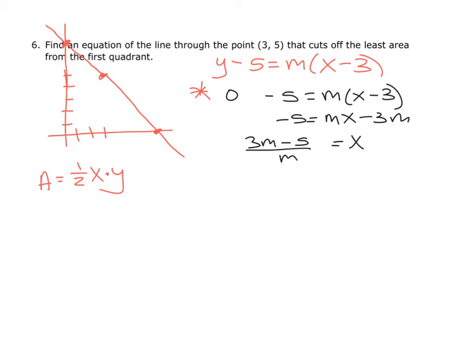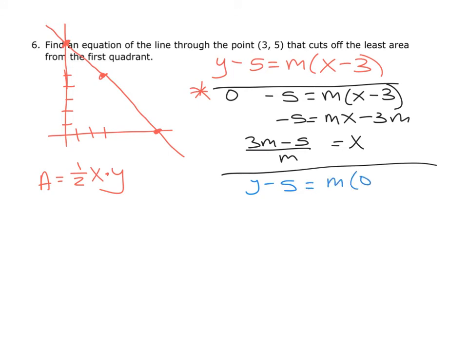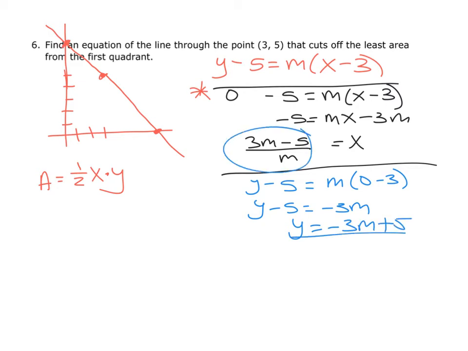Right? And then I'm going to do the same thing, but solve for y. So y minus 5 equals m times 0 minus 3. Y minus 5 is -3m. So y is -3m plus 5. So now I have a substitution for x and y in terms of m.